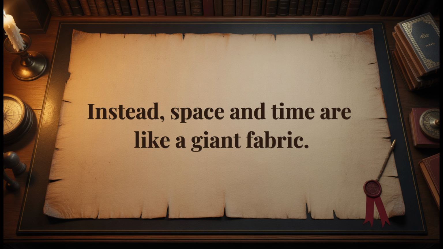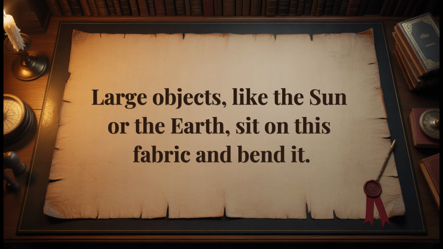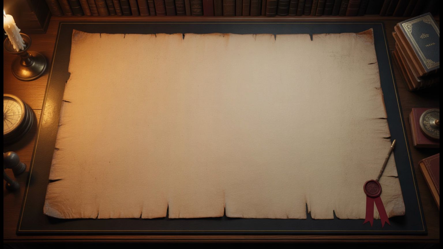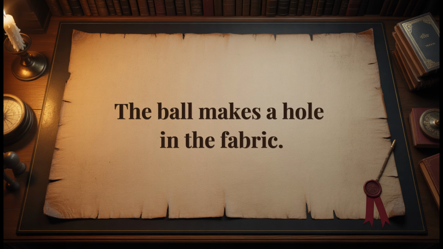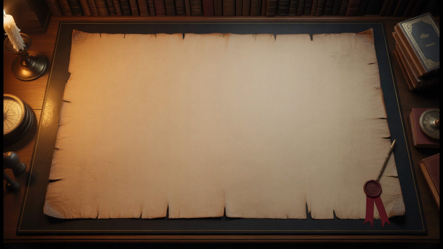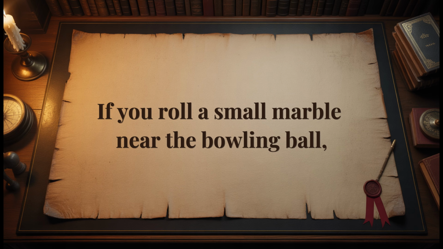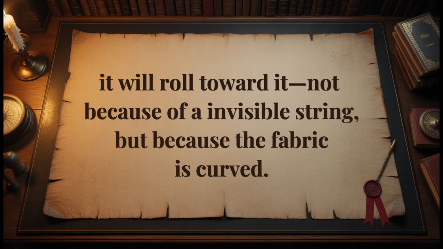Instead, space and time are like a giant fabric. Large objects like the sun or the earth sit on this fabric and bend it. Imagine putting a bowling ball on a trampoline. The ball makes a hole in the fabric. If you roll a small marble near the bowling ball, it will roll toward it, not because of an invisible string, but because the fabric is curved.